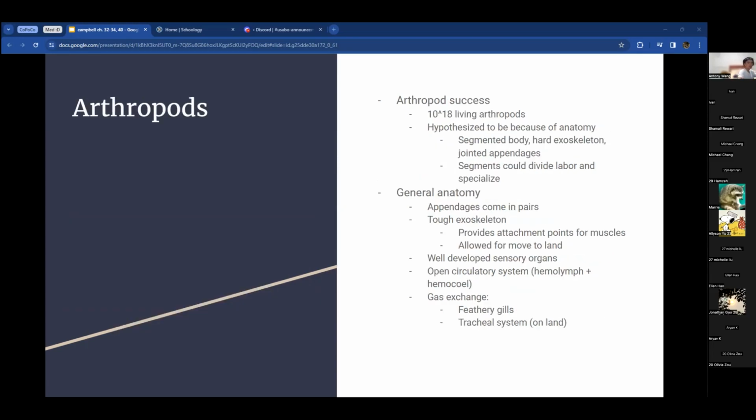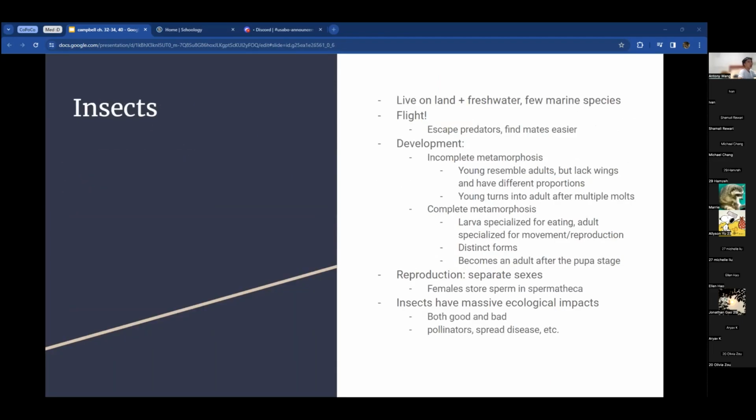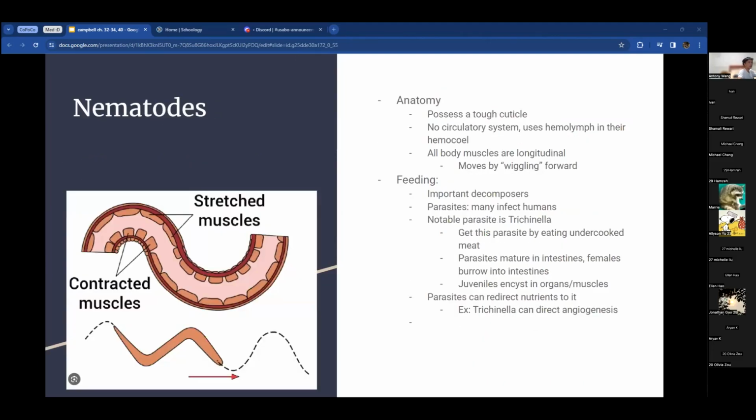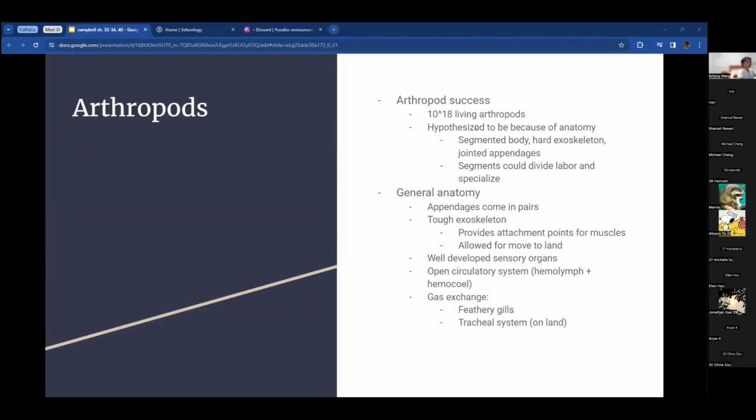How much more do I have? Yeah, like I said, there's just a lot of classification. I think I'll introduce arthropods and then we can pick up with this next time, or I'll post the rest of the slide. Yeah, okay.